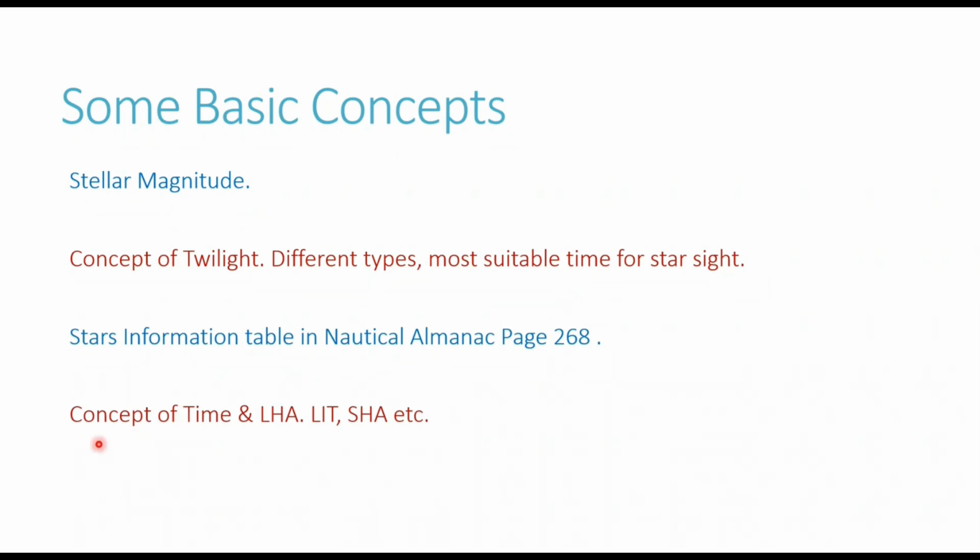We also need to be familiar with the concept of time and LHA. LHA is the local hour angle of the celestial body, and also with the concept of LIT. LIT is longitude in time, and the SHA. SHA is the sidereal hour angle of the star. So we will go into these concepts, understand them, refresh them in our mind, and then proceed ahead with the working out of a star identification problem.